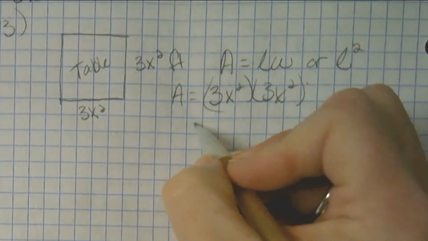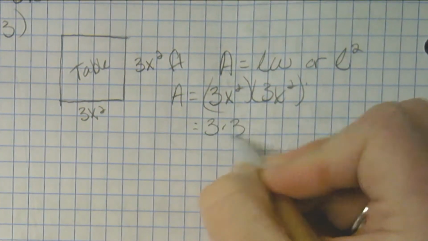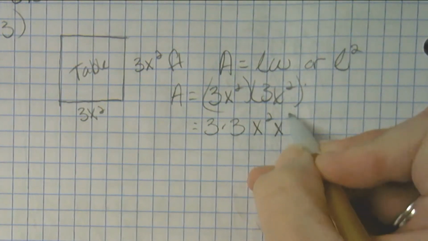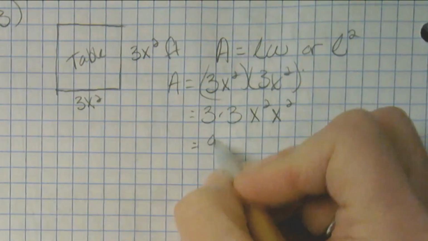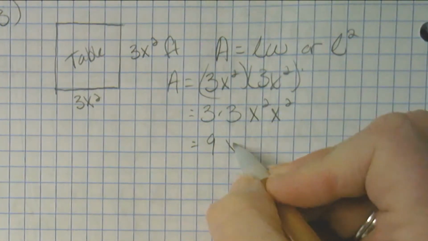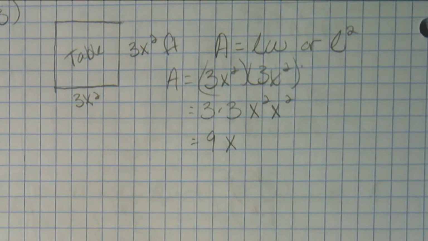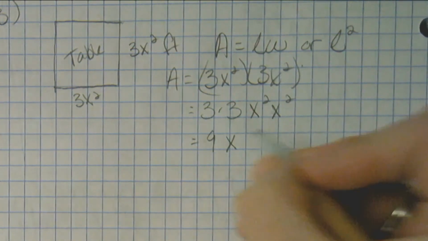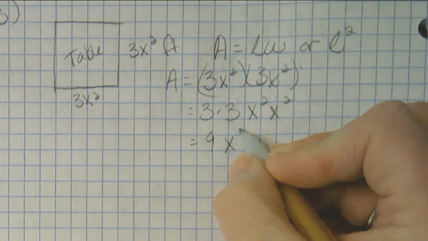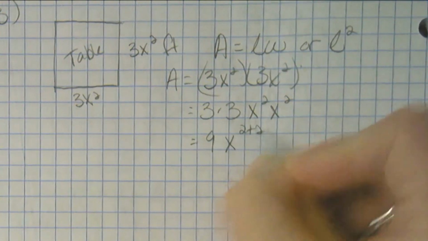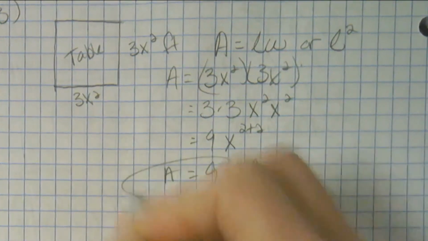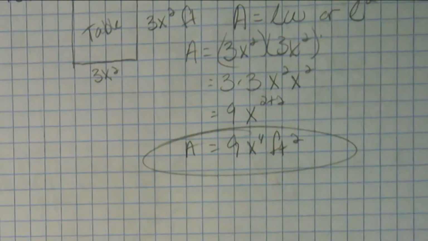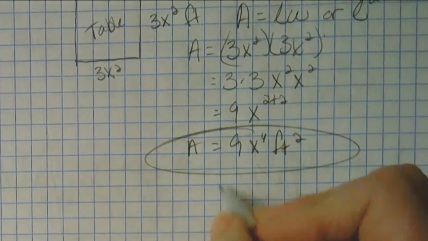All right, so everything here, Frankie, is multiplication. So I'm going to move my 3's next to each other. I'm going to move my x squareds next to each other. Well, 3 times 3 is 9. When I'm multiplying 2 numbers with the same base, I keep the base. What do I do with my exponents? Aaron, you add them. So this is 9 times x to the 2 plus 2. So this is 9x to the 4th feet squared. Always put units on these.